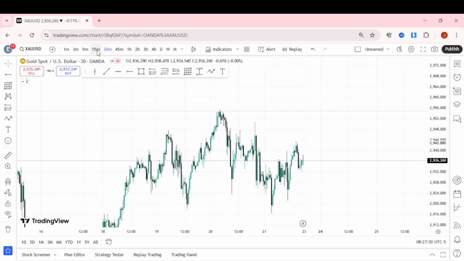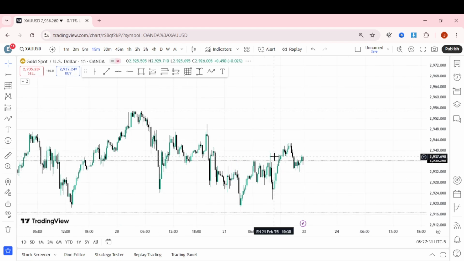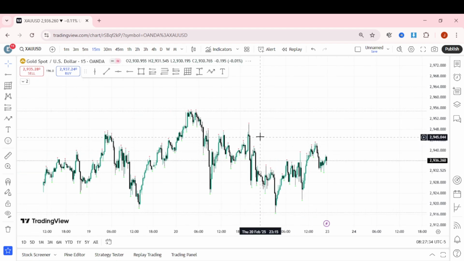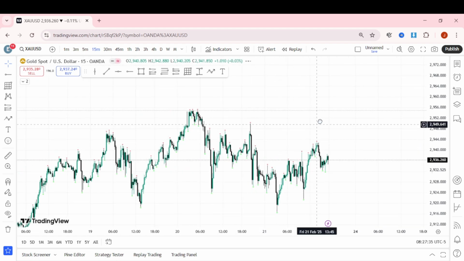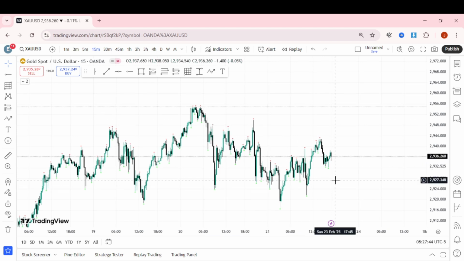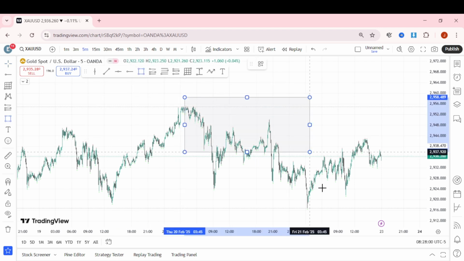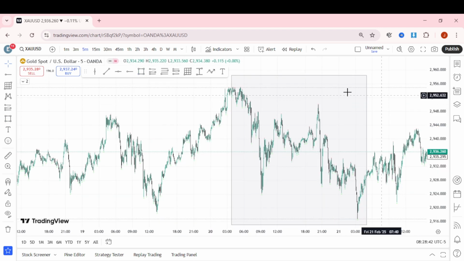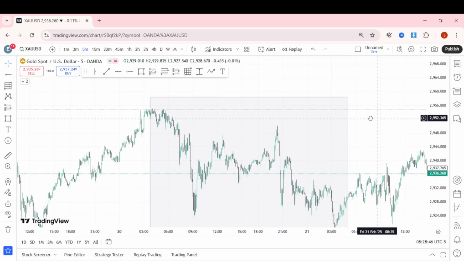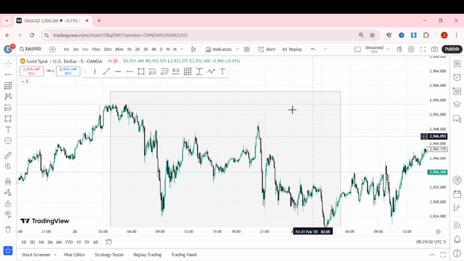So let's go down to the 15 minutes time frame. On the 15 minutes time frame it's quite all the same, so I'm going to refine down to the 5 minutes time frame. Now on the 5 minutes time frame, this is our range from the 4 hour. Now let's try to draw a pattern and see if we can see any pattern on the 5 minutes time frame.